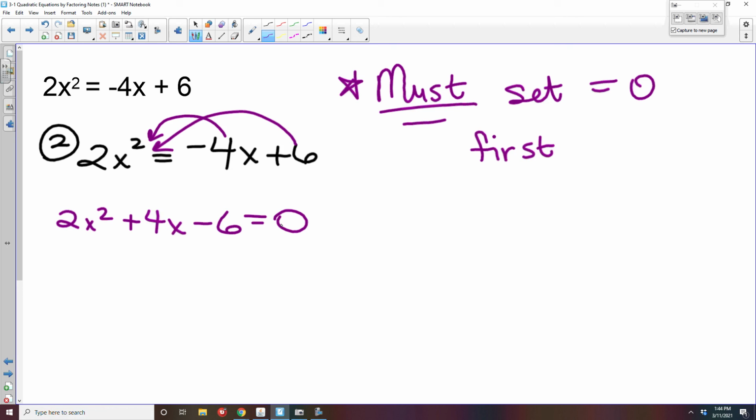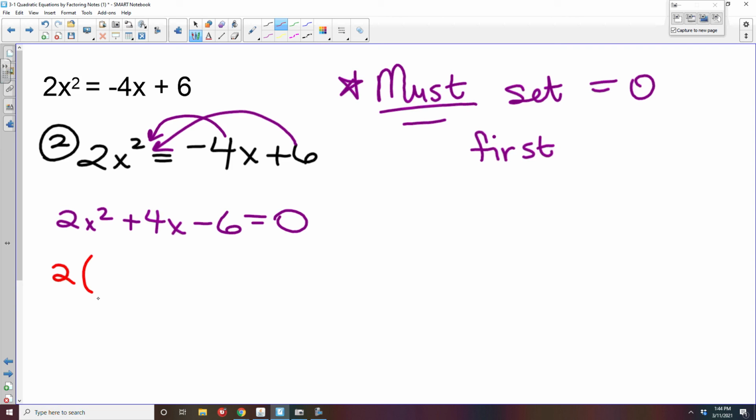So now that it's all set equal to 0, we factor it. So what's our very first step of factoring? GCF, does it have one? Yes. I love this one because it does have a GCF, and we have 2, 4, 6, so they're all even numbers. 2. So here we're going to have a GCF of 2. Do I have any variables in common? No. So divide it right here by 2.